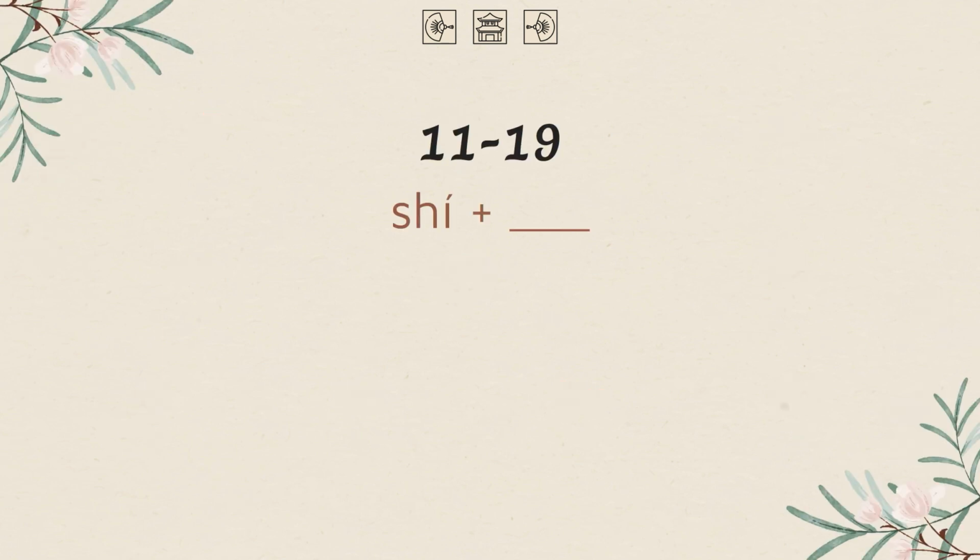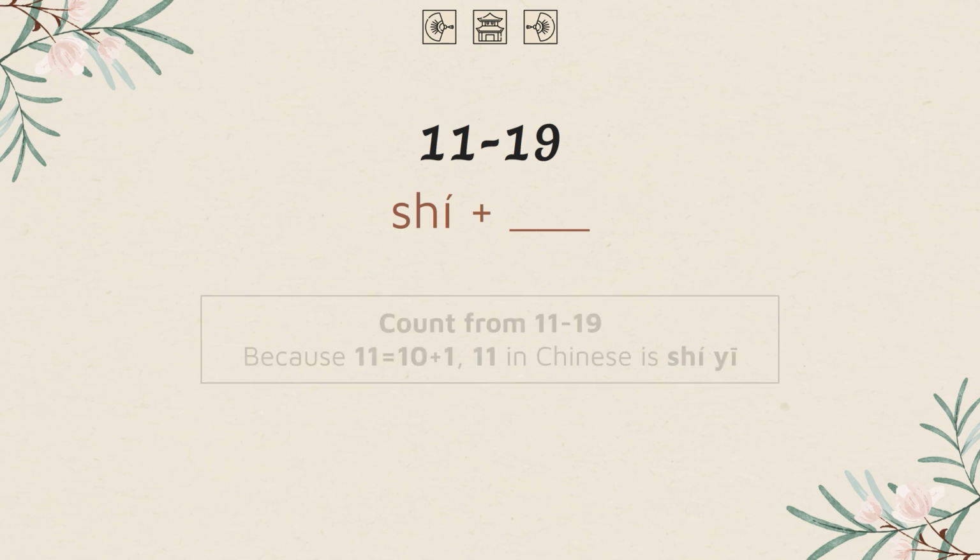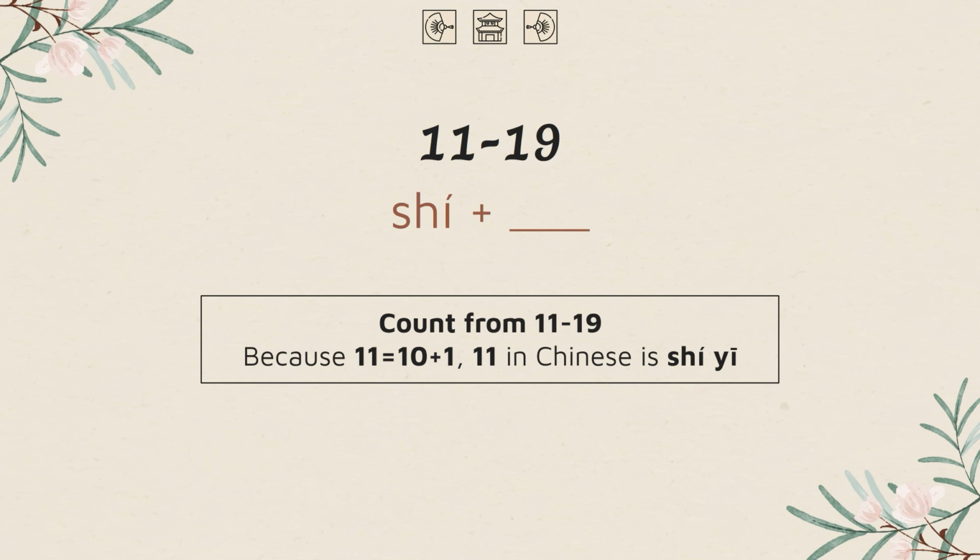So 11 through 19, unlike in English and a lot of Latin-based languages, you have to learn a new set of words. In Chinese, there's no need. We can just combine 10 and another digit to form these numbers. For example, the word 11 is 10 plus 1, so you would just say 10 and 1, which is 11. For number 12, it's 10 plus 2, so it would be 12.